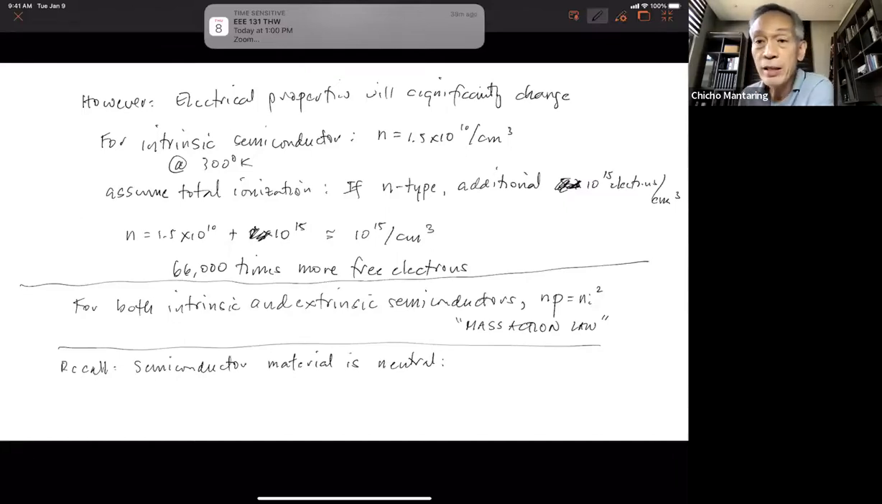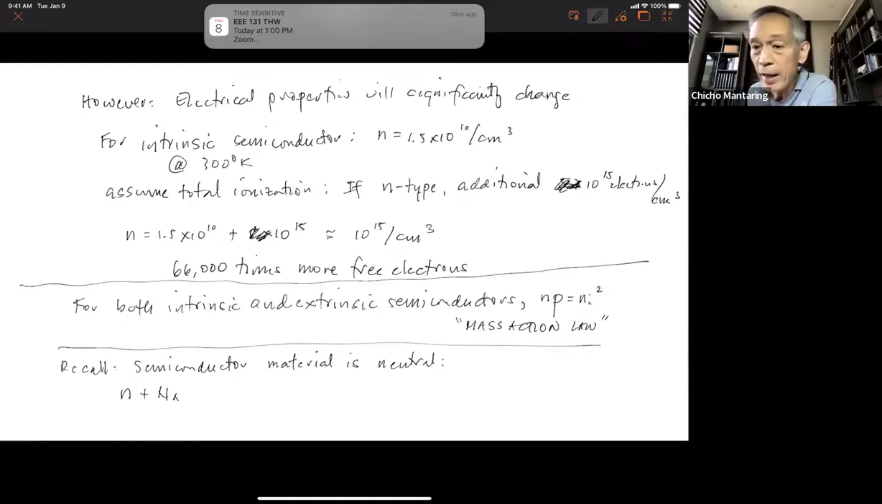Okay, so what does that mean? If I take the electron concentration, this is your number of free electrons. When we say electrons, we mean the number of free electrons existing, and these are negatively charged. And I add to that the number of acceptor impurities.